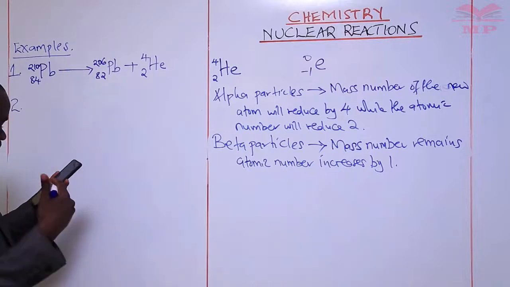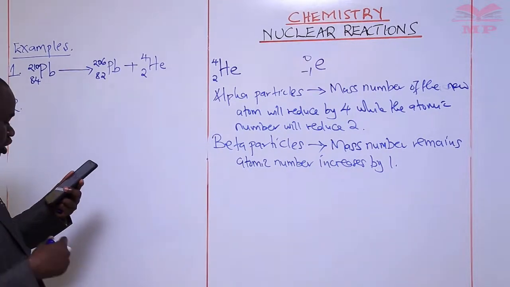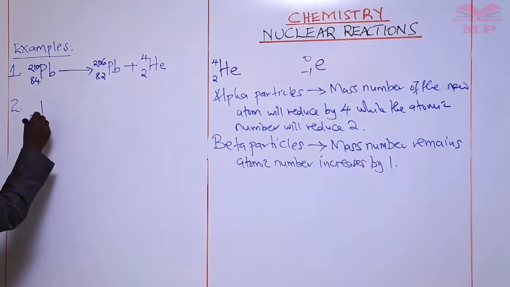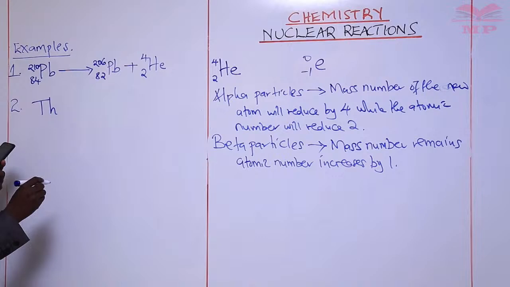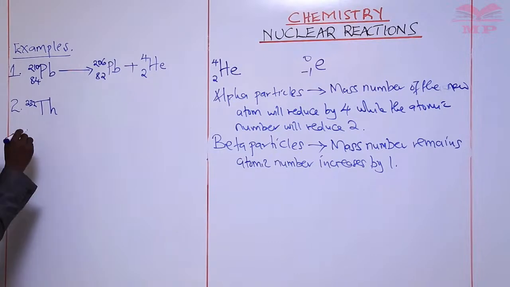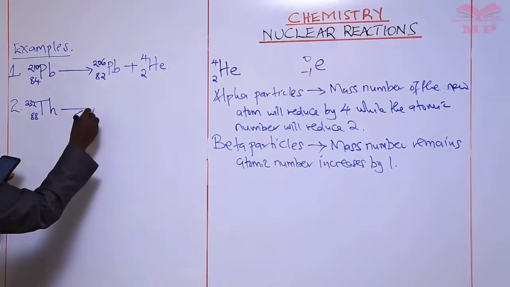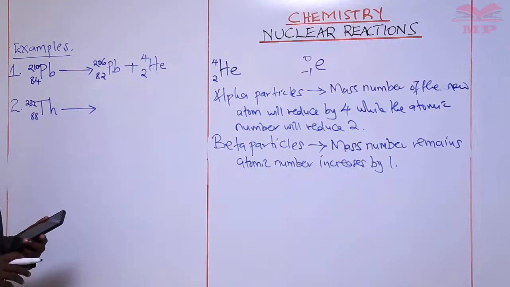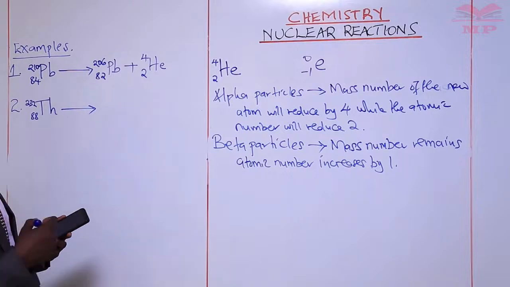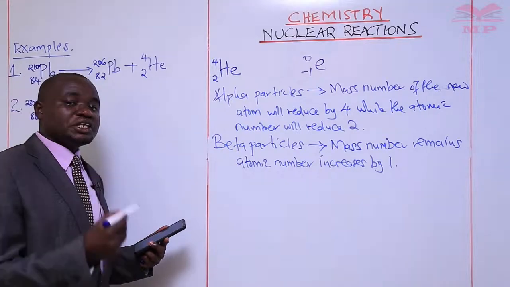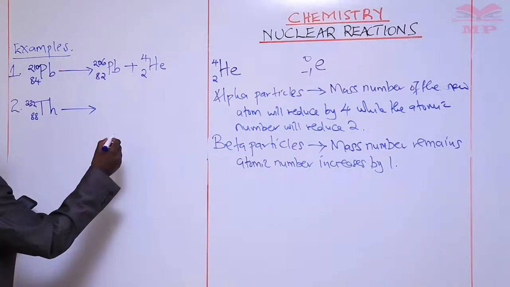Suppose a beta particle is emitted. How will the equation look? I want us to consider this particle here, represented by the letters Th. This one has a mass number of 232 and an atomic number of 88. We have been told that this particle decays by emitting a beta particle. Remember, if a beta particle is emitted, the mass number does not change, but the atomic number will be increased by 1. So we are going to have a new particle.